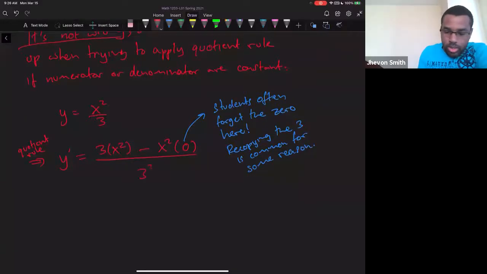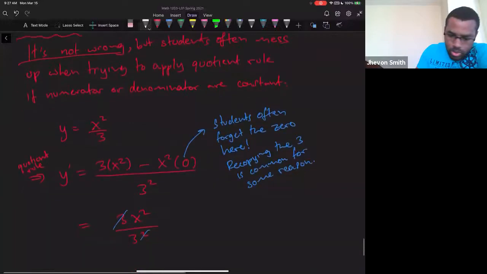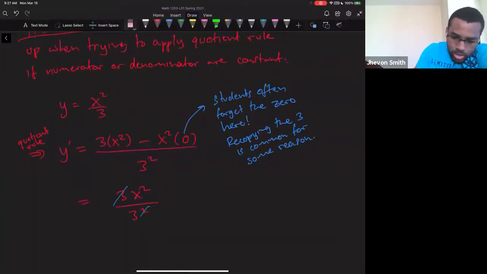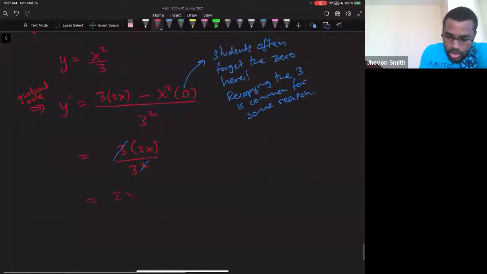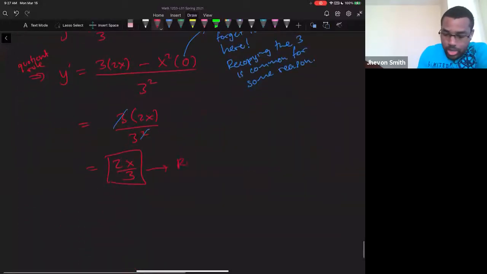And then, of course, you would go put that over 3 squared. So now, yes, you get 3x squared over 3 squared, and you'd cancel this. Sorry, this was supposed to be... See, look at that. Even I'm making mistakes. No one caught me. And then that's 2x over 3. Okay, so it's the right answer, but that is something that you should consider.